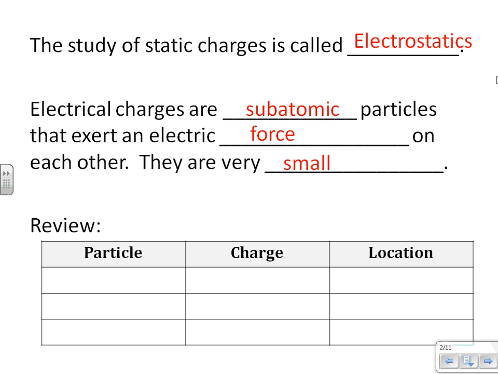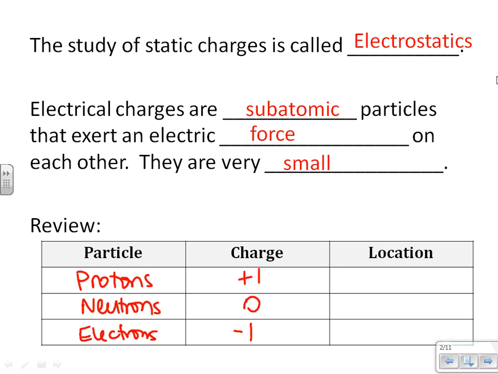So now that you've copied those down, let's just review some of the particles that we know exist in atoms. So we know the three subatomic particles are protons, neutrons, and electrons. So we'll write those in: protons, neutrons, and electrons. And hopefully you remember what the charge on each one is. So the charge on protons is positive. There's no charge on a neutron, it's neutral. The charge on electrons is -1.